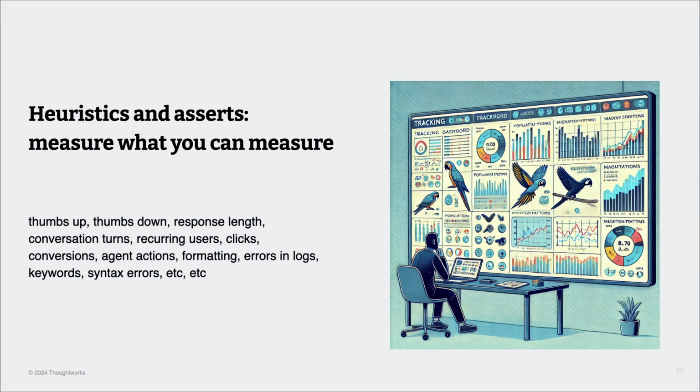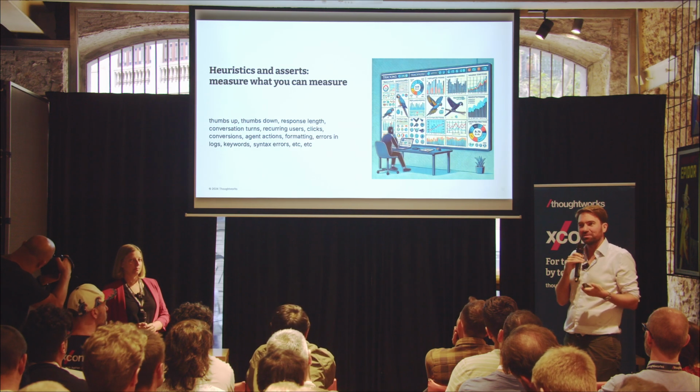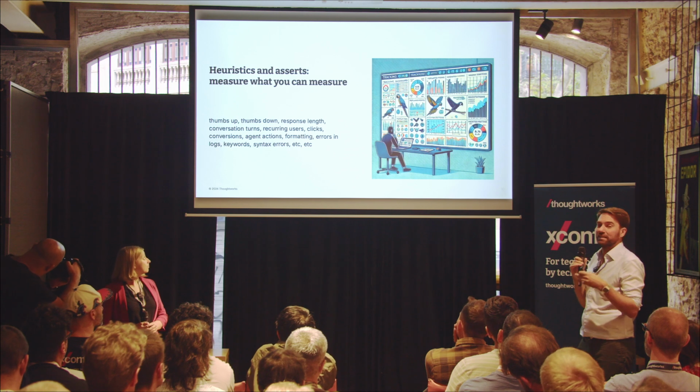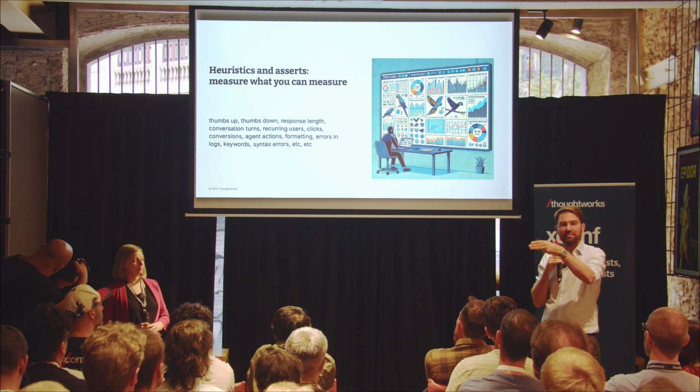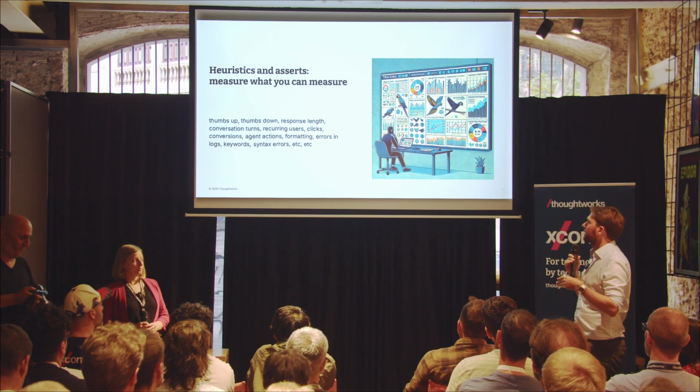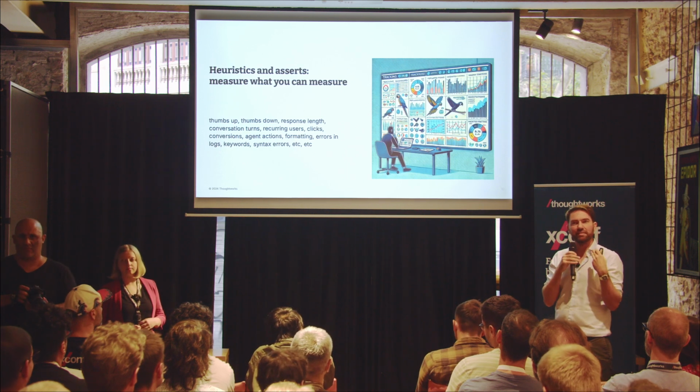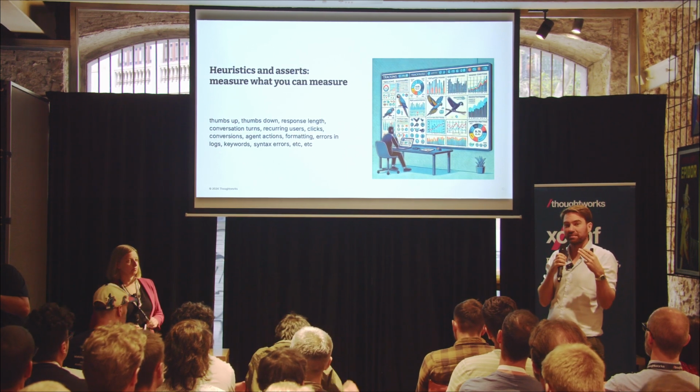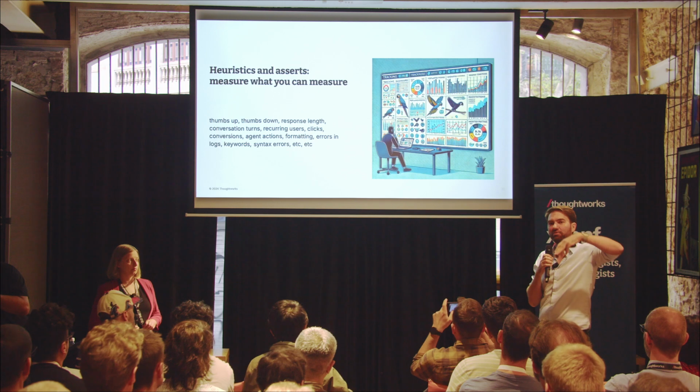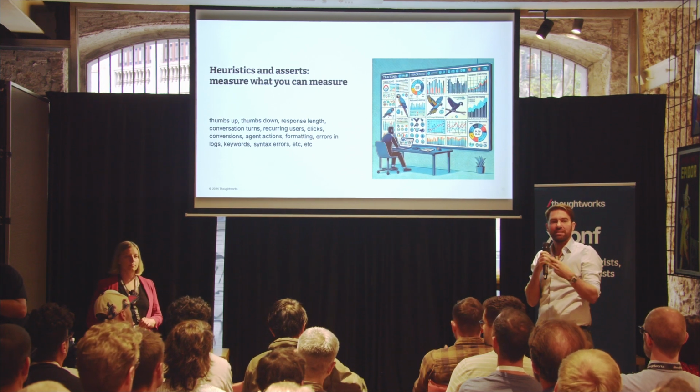One of those methods is to think of anything you can measure around the output. The outputs themselves are hard; humans can look at them, LLMs can look at them, as we'll see in a bit. But often there are things in your system that you can measure. If a chatbot has a thumbs up or thumbs down, those are very easy to track. But also how long the responses are, how many turns in the conversation, recurring users, clicks, all these kinds of things. Try to measure what you can, so that you can see when suddenly one of these is going up or going down.